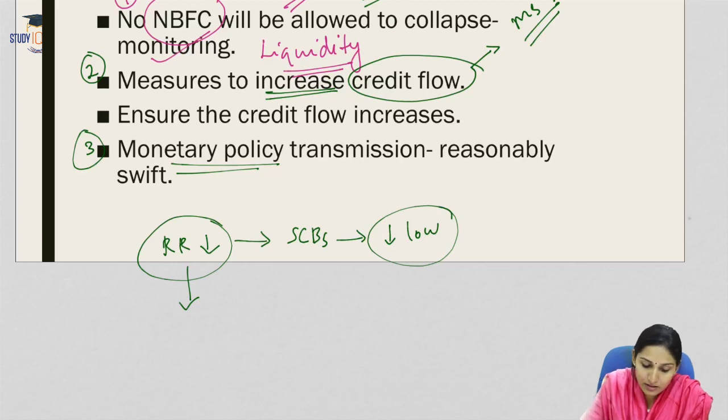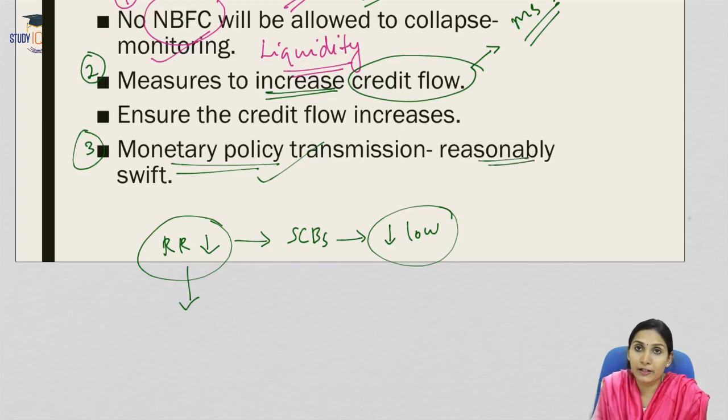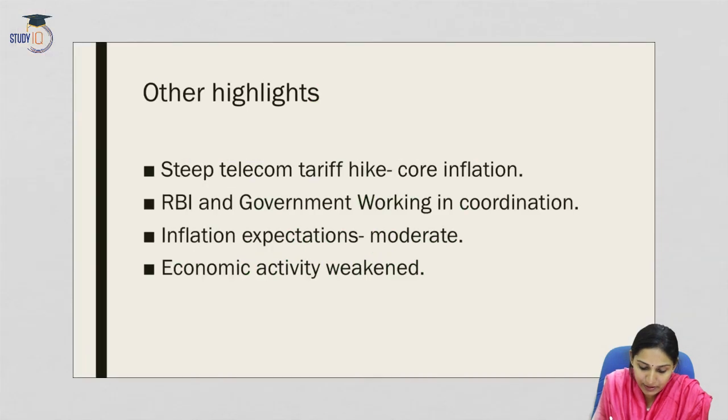So if this happens, this is called monetary policy transmission, and the RBI said that the monetary policy transmission during this period was reasonably swift. That means it was reasonably well and good, and it took place at a faster pace. So this is the comment regarding monetary policy transmission.